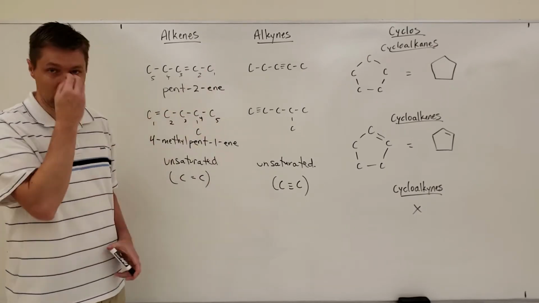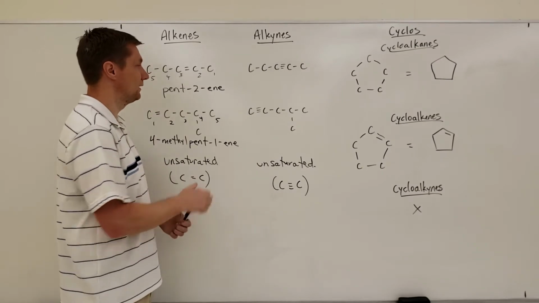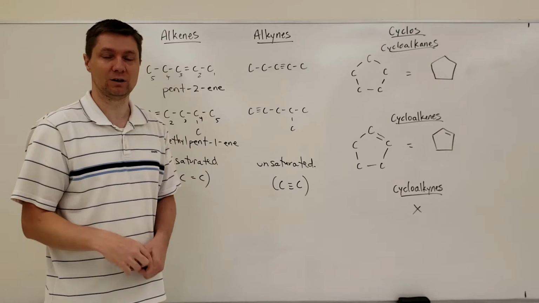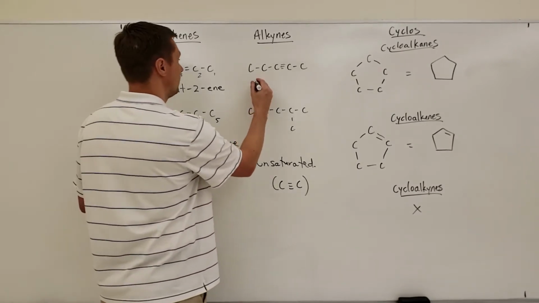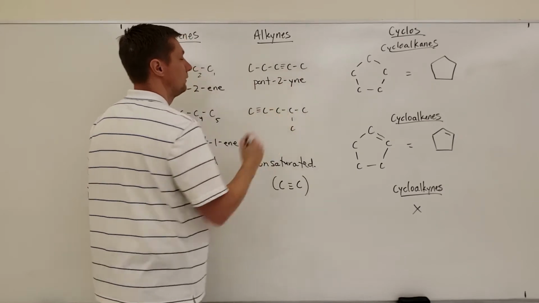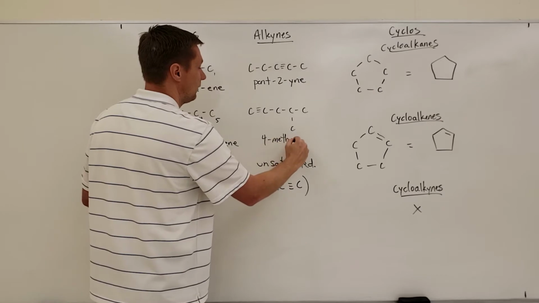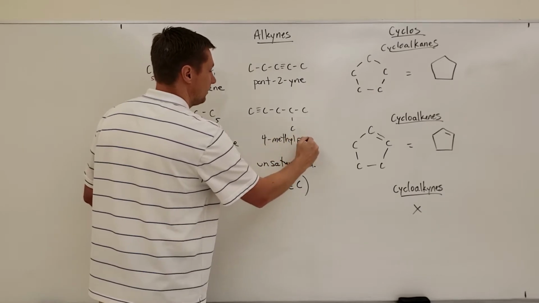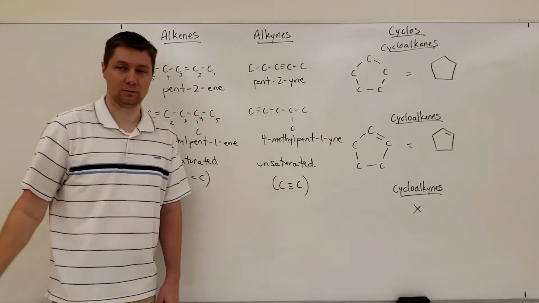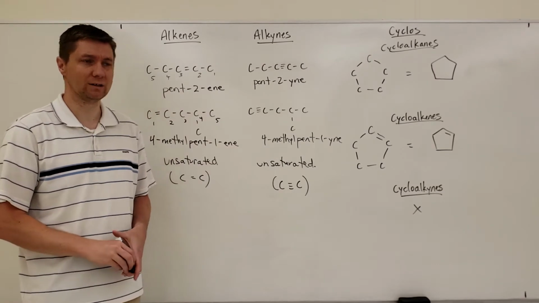If I take a look at this one right here, alkynes are basically the same thing, except instead of ene telling me there's a double bond, I put ine to tell me that there's a triple bond. So this one would be pent 2-ine, and this one would be 4-methyl pent 1-ine. And so that's how you name compounds with the double bonds in them, guys.